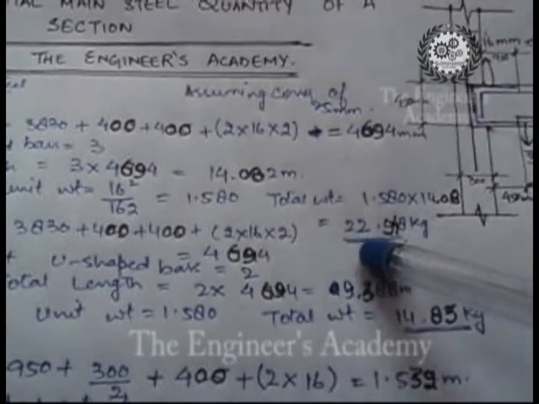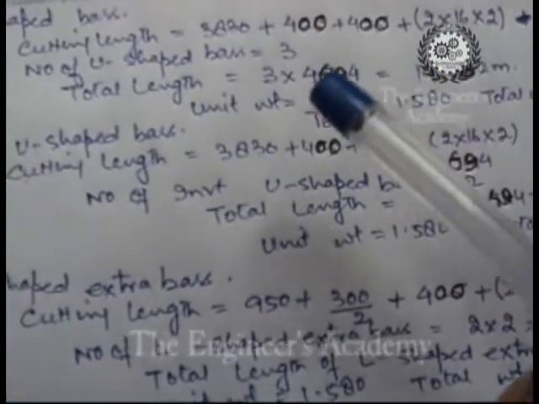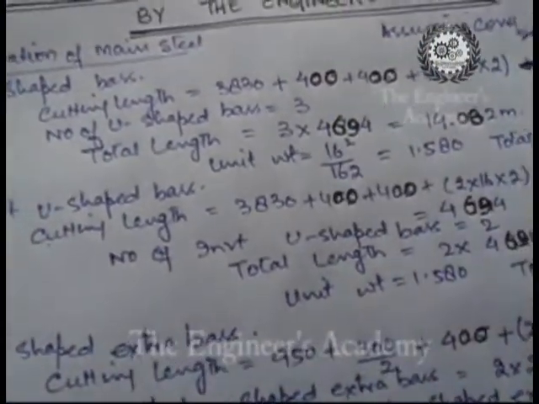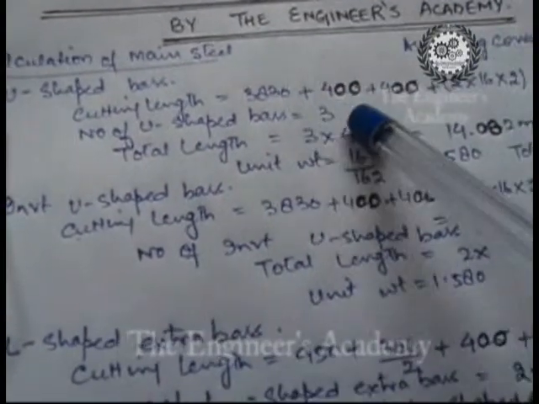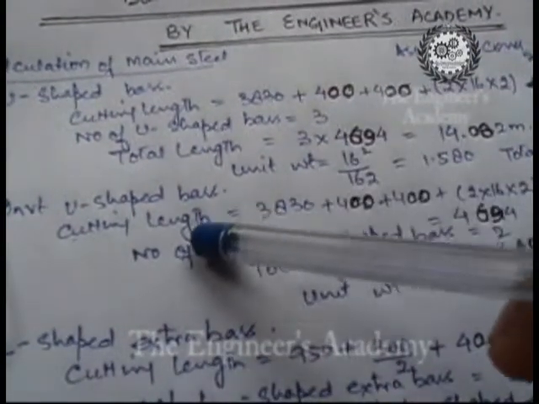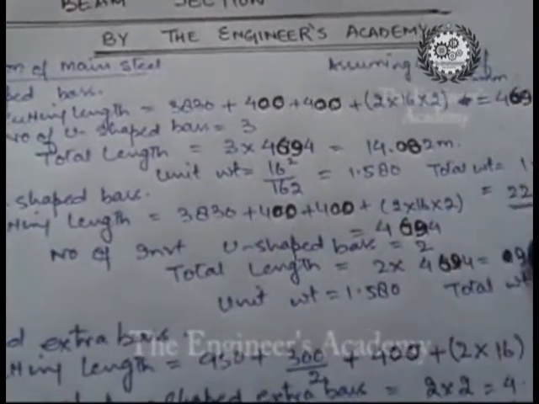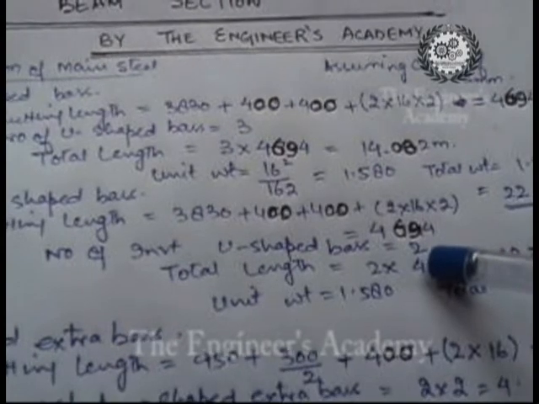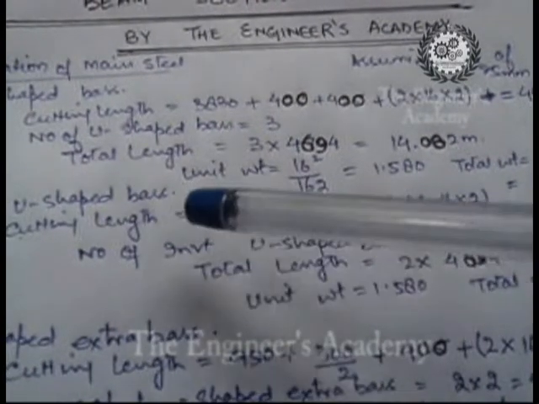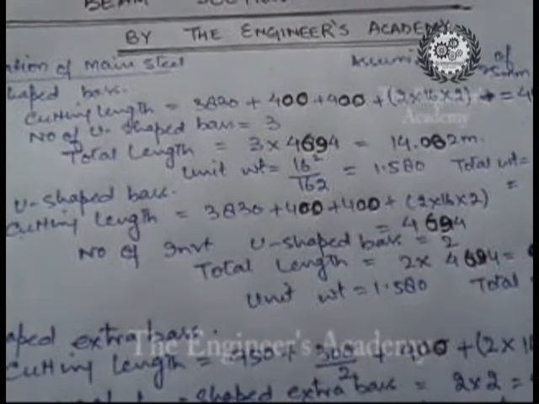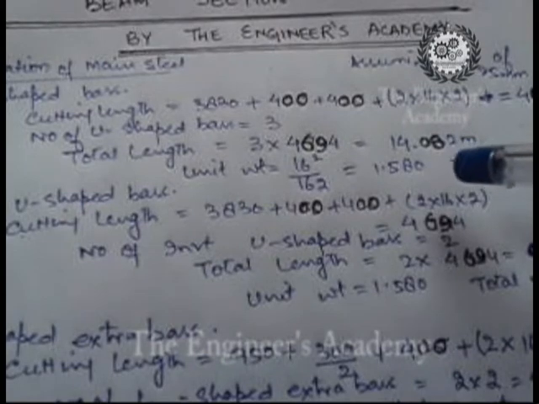that will be equal to 22.248 kilograms. Same will be the case in the inverted U-shaped bars, since the two are almost identical and almost equal in length. We'll be having the cutting length as 3830 plus 400 plus 400 plus 2 into 16 into 2, that will be equal to 4694 millimeters. Here we need to keep in mind that the number does vary, so the total cutting length will duly get varied.